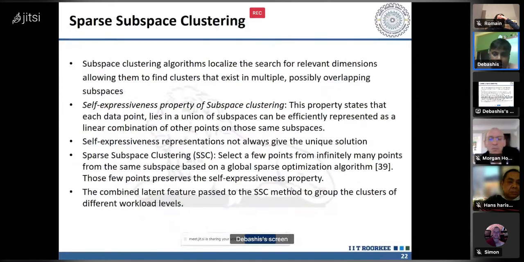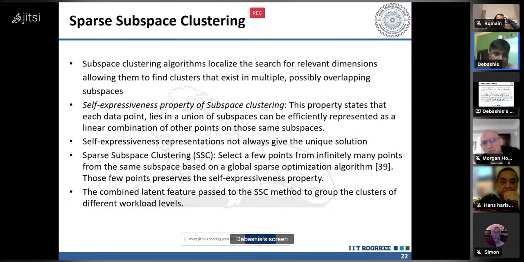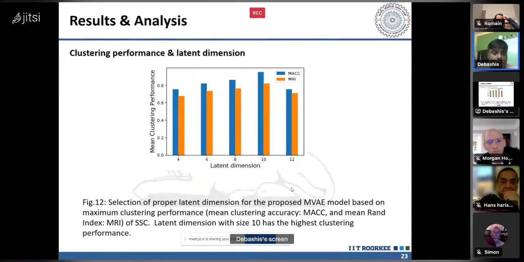And this is the HSC. I already told why I use the HSC model: it is very important for selecting points that represent the entire workload class, for segregation and separation between the different clusters. We use it for sparse subset clustering, and these are the results. We use mean clustering accuracy and mean RAND index for the performance of the clustering.